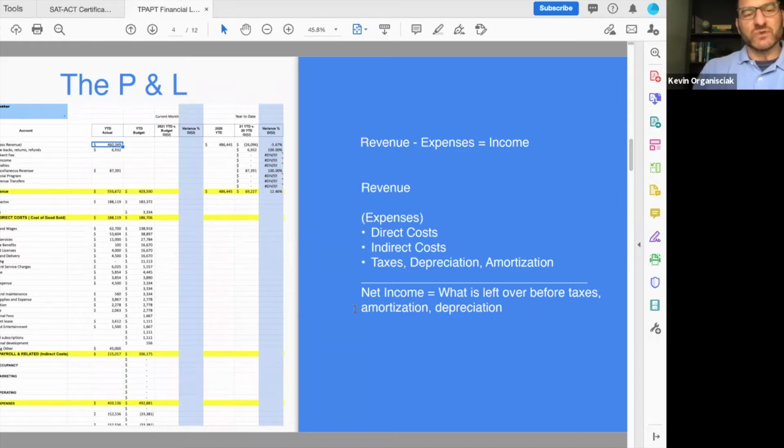Revenue we sort of distinguished as having many subcategories here. For example, the P&L that I have on the screen has revenue from sales. It has internet income. It has royalties. It has miscellaneous revenue, special programs, and revenue transfers. Those can all contribute to the overall revenue, okay?